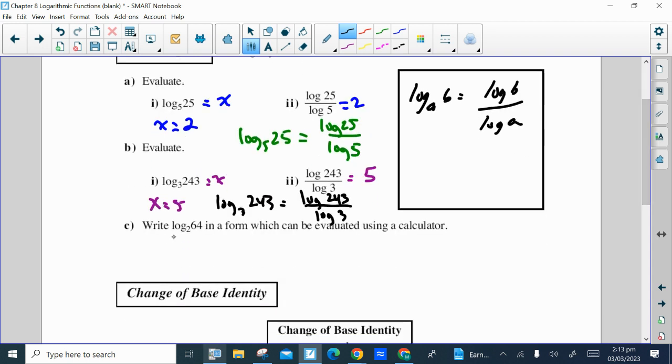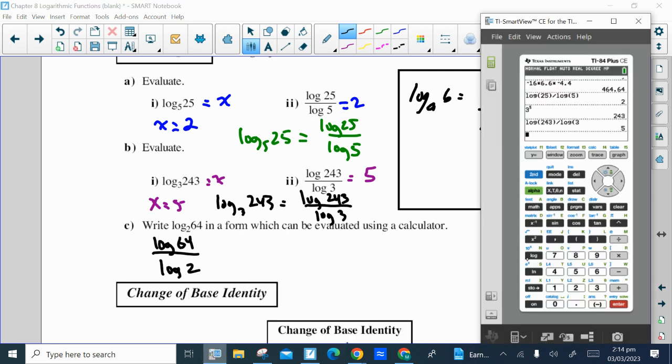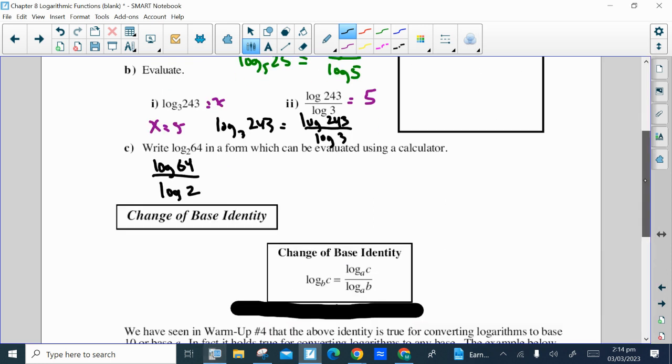And so write log base 2 of 64 in a form that can be evaluated using a calculator. That would be log of 64 over log of 2. Now that should equal 6 because log base 2 of 64 is really asking 2 to what power is 64? And that answer is 6. So this should also be 6. And we can confirm that on our calculator. And it is.